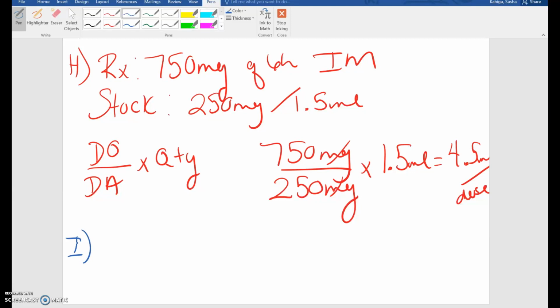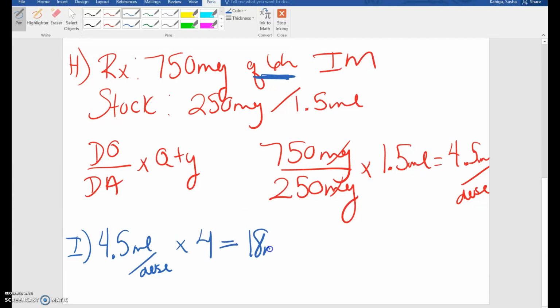All right. Well, if they are taking 4.5 milliliters per dose, and the order says every 6 hours, well, every 6 hours is technically how many times a day? 24 divided into 6 is what? 4 times a day? So multiply that by 4. That means that they are to receive 18 milliliters per day.